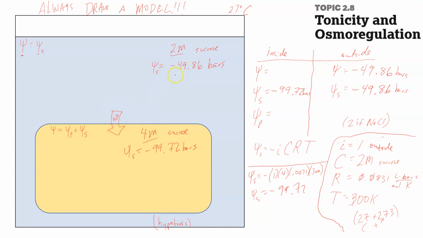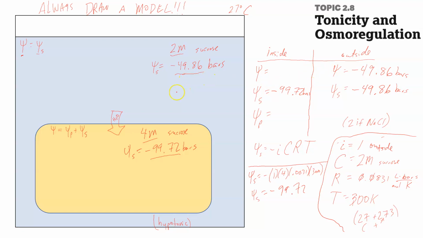We know water is going to want to move in. Let's look at it from the water potential perspective. Outside, your water potential is negative 49.86. Inside, it is negative 99.72. Water always moves towards the most negative water potential, right? So the lowest number here. So negative 99.72 is much more negative than negative 49.86. In fact, pure water, the highest this number is going to get is 0. Pure water has a solute potential of 0 because nothing is dissolved in it, right?